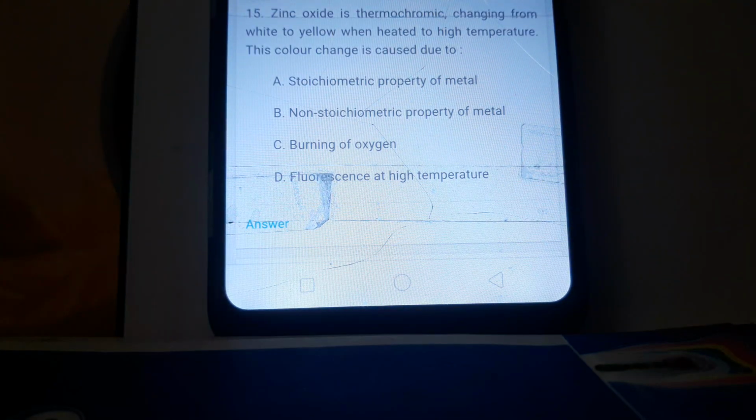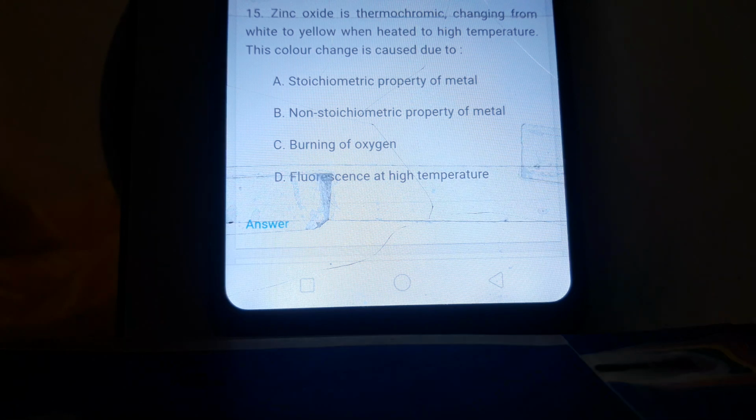Next question is the 15th question. Zinc oxide is thermochromic, changing from white to yellow when heated to high temperature. This color change is caused due to: 1, the stoichiometric property of metal; 2, the non-stoichiometric property of metal; 3, the burning of oxygen; 4, fluorescence at high temperature.